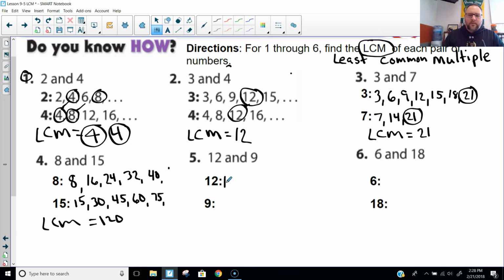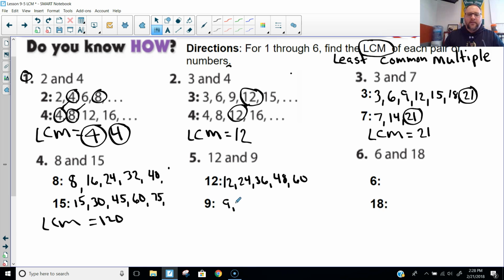So 12, I have 12. Alright, 24, 36. Now these are all multiples of 12. I can multiply 12 times 1 to get 12, times 2 to get 24, times 3 to get 36. Alright, 48. I'll go to 60. I'm going to go that far, and I'm going to go down to 9 and make my list of 9s. Again, you can use a multiplication table. Totally fine to help you out with this.